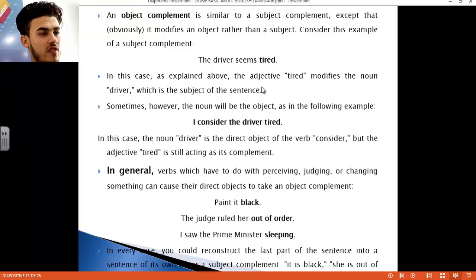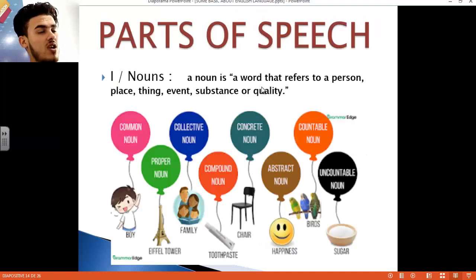In general, verbs which have to do with perceiving, judging, or changing something can cause their direct object to take an object complement, like in the example, paint it black. The judge ruled her out of order. I saw the prime minister sleeping. So here, all these parts of the sentence are modifying the object. In every case, you could reconstruct the last part of the sentence into another form, like we have seen before, to know the direct object or the object complement.